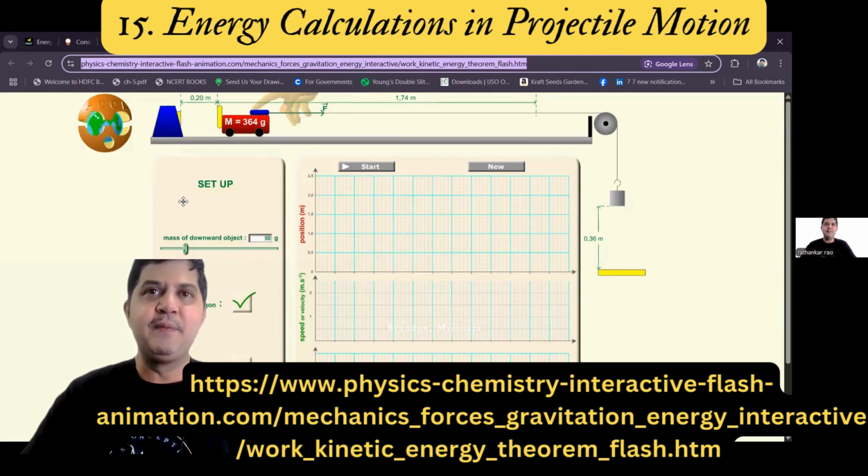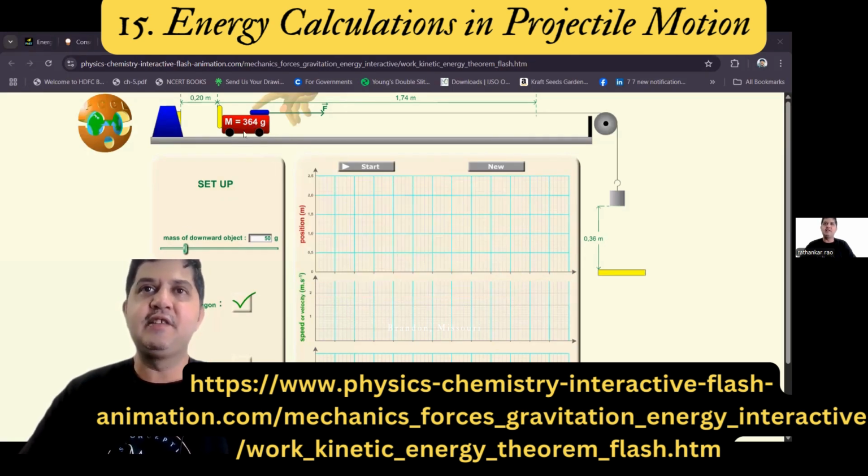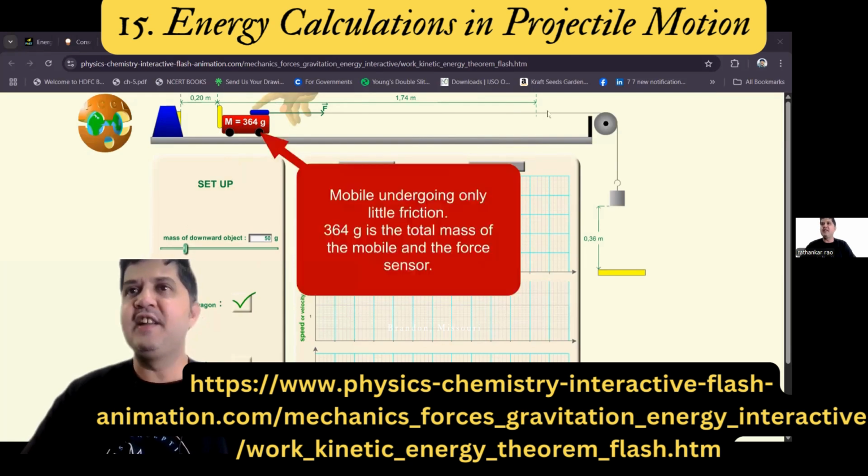This shows you there is an object over here. There's a mobile undergoing only little friction over here. Okay, and this is 364 grams. There's a cart kept over here. And when I click on start, this person removes his finger and then it starts moving like this. Why does it move? Because there's a weight over here. So this height is 0.36 meter. As the object comes and hits over here, the tension in the string becomes 0, and as a result it starts moving like this.